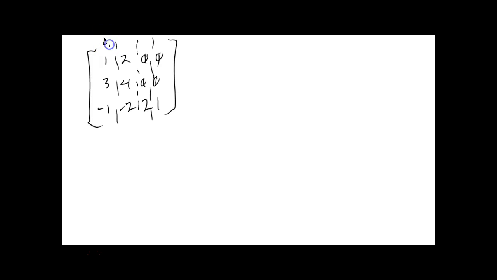and we could then write, if this is column vector 1, this is column vector 2, column vector 3, and column vector 4, then you could write this as a matrix of these four column vectors, C1, C2, C3, C4. Okay.